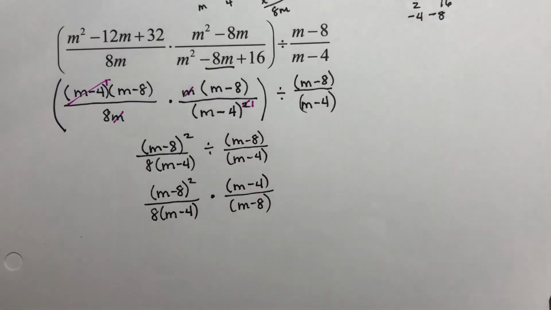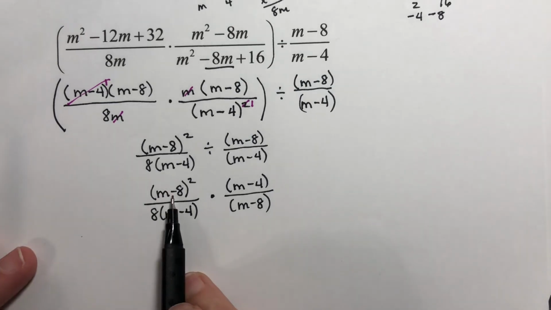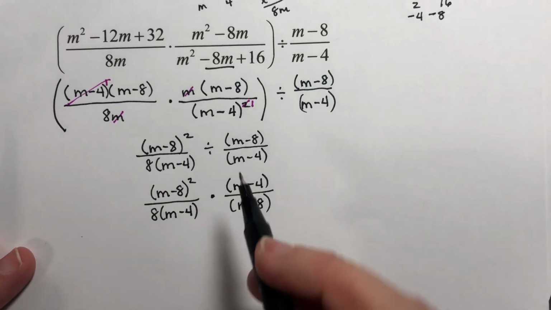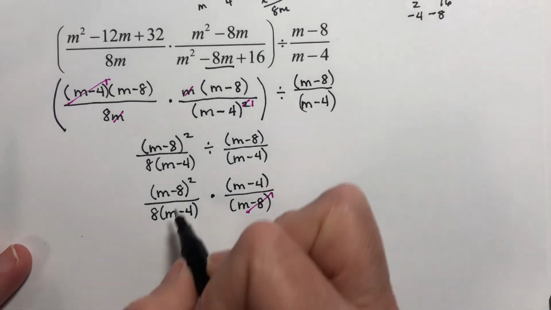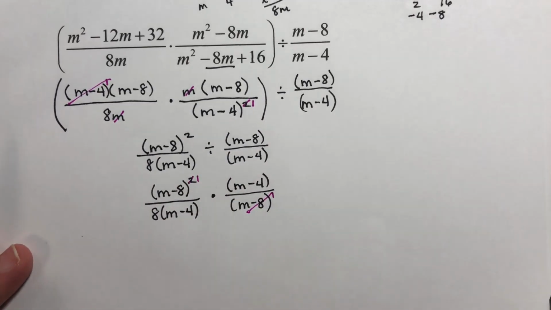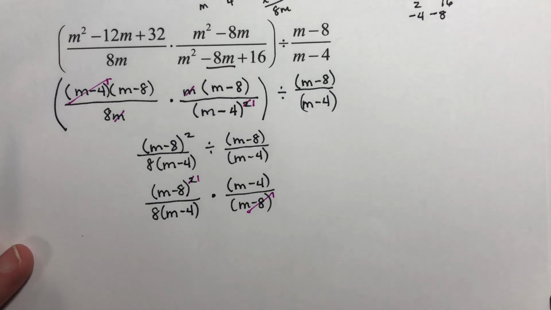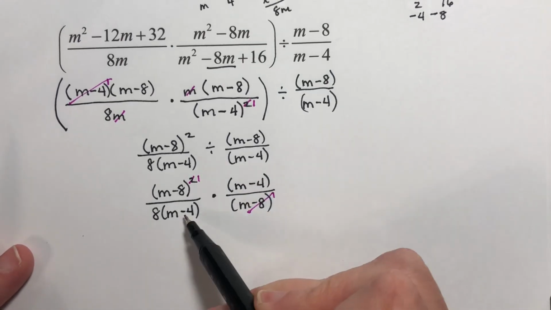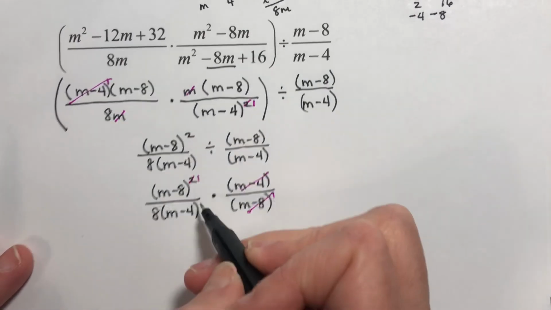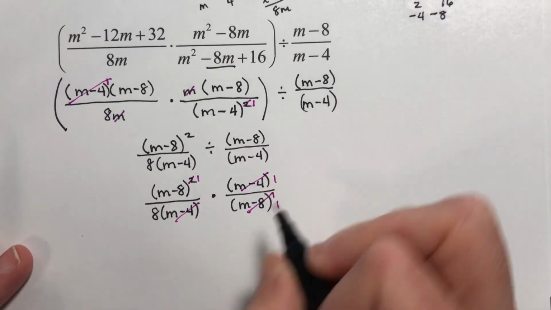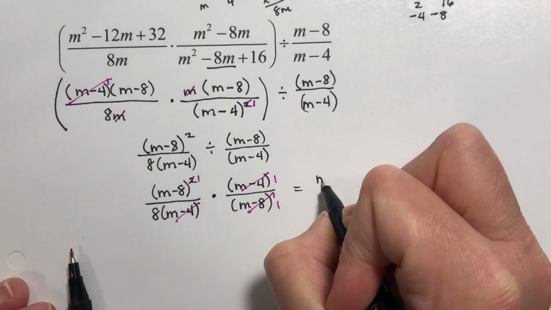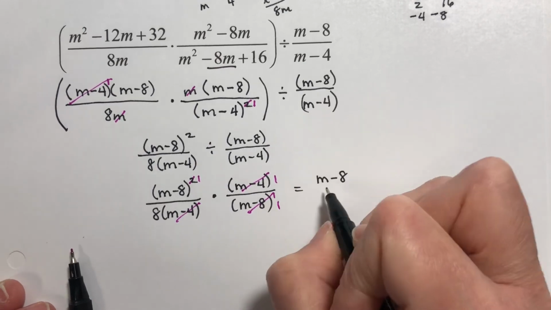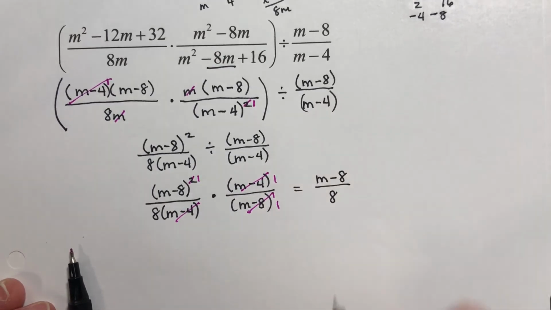All right, and now look for cancellations. Here I have m minus 8 squared. Here I have m minus 8 to the first power. This one cancels out one of those. So I still have an m minus 8 in there. Here, I have an m minus 4 in each of those. So I have a 1 here and a 1 here. All I have left is m minus 8 over 8.